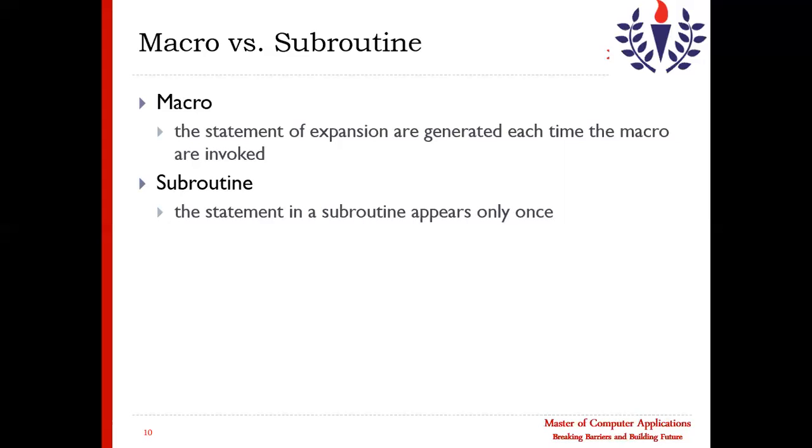But the difference is that the macro definition will be placed at every macro call, but in a subroutine the definition will come only once, it will be defined only once. Whenever the call to a subroutine occurs, control will be moved from the function call to its definition. That is the main difference between a macro and a subroutine. As I told, the basic concept behind macro and subroutine is the same, like a call will be there and we will use some definition, but the difference will come in when that definition will be used and how that definition will be used. In a macro, the definition will be placed at every macro call, but in a subroutine control will be moved from the subroutine call to the definition.